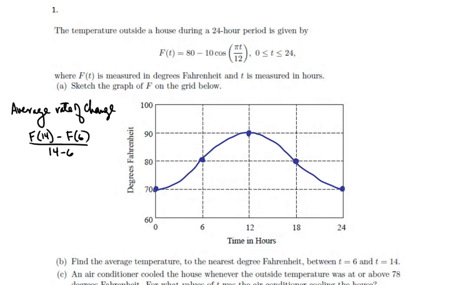So before we go into that, I just want to show what would the average rate of change of temperature be from time t equals 6 to time t equals 14. Well, that would be f of 14 minus f of 6 over 14 minus 6. But that's not what we're working with here.